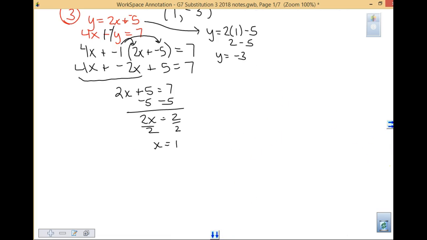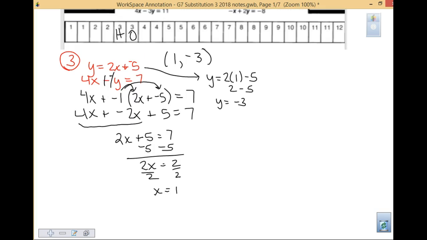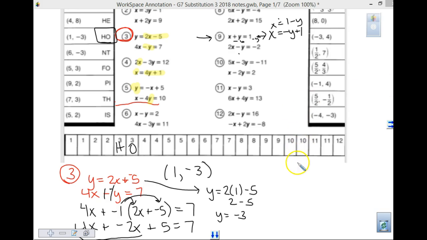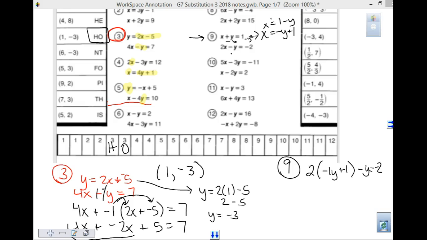I'm going to go down here to do my work. Okay. So I don't have enough room. So in number 9, second equation, I'm going to write 2, but instead of x, I'm putting a negative 1y plus 1, and then I have minus y equals negative 2. So I'm going to continue with minus y equals negative 2. Okay? So I took this equation, and the only thing I changed differently was the x.